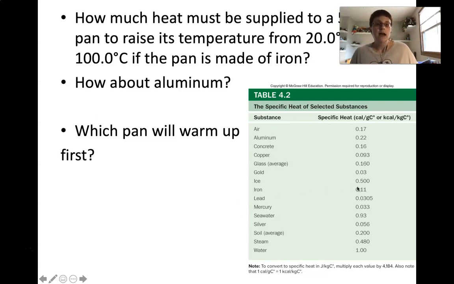Ice has a specific heat of 0.5, and water has a specific heat of 1. And this is why we use these materials for cooling things down or insulating things. This is also why it takes a pot of water, for example, so long to boil.